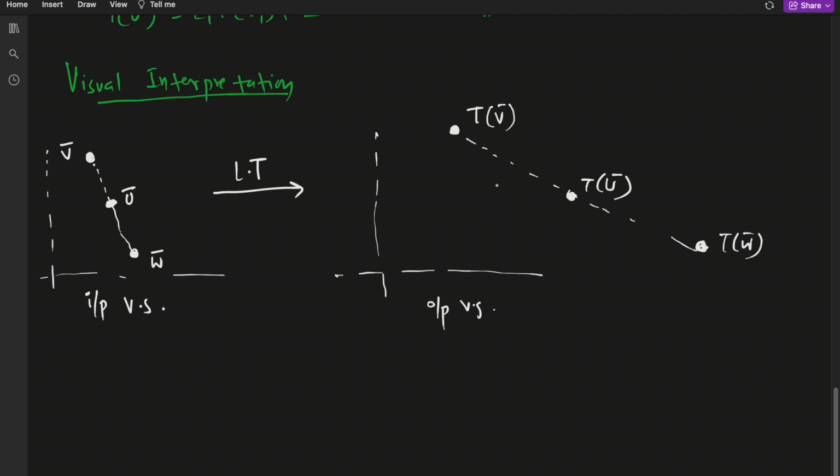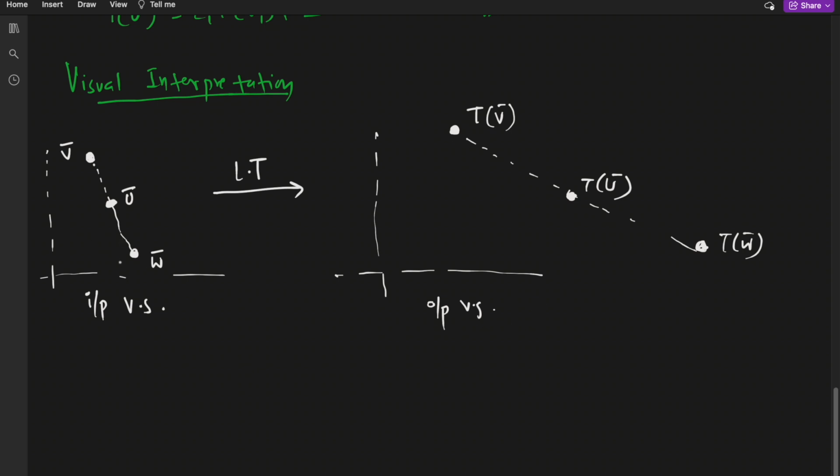There is a very important point that linearity tells us: every point on the input line, this is the input line, right, and this is the output line joining the vectors TV and TW, every point on the input line goes onto the output line. So V is mapped to TV, W is mapped to TW, and U is mapped to TU. This is the linearity property. It says that every point on the input line goes to the output line, and not just that, equally spaced points go to equally spaced points as well.